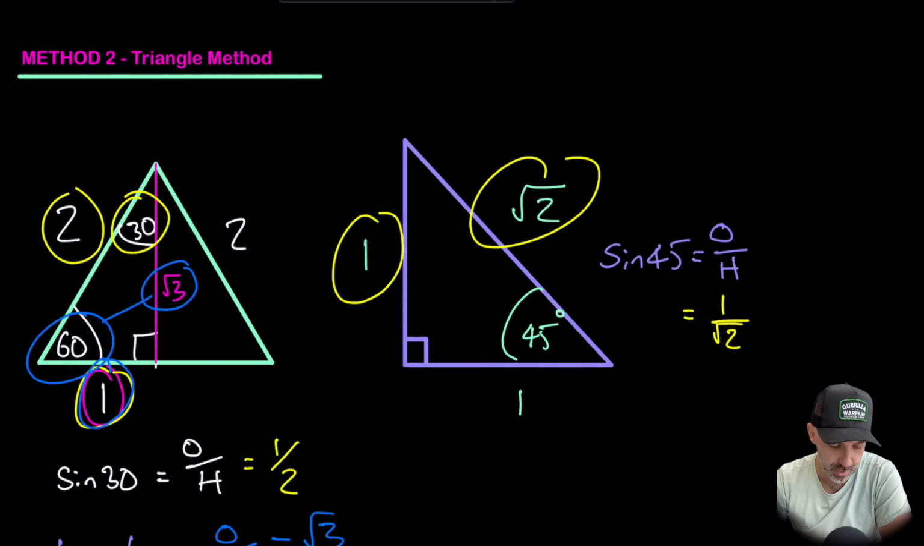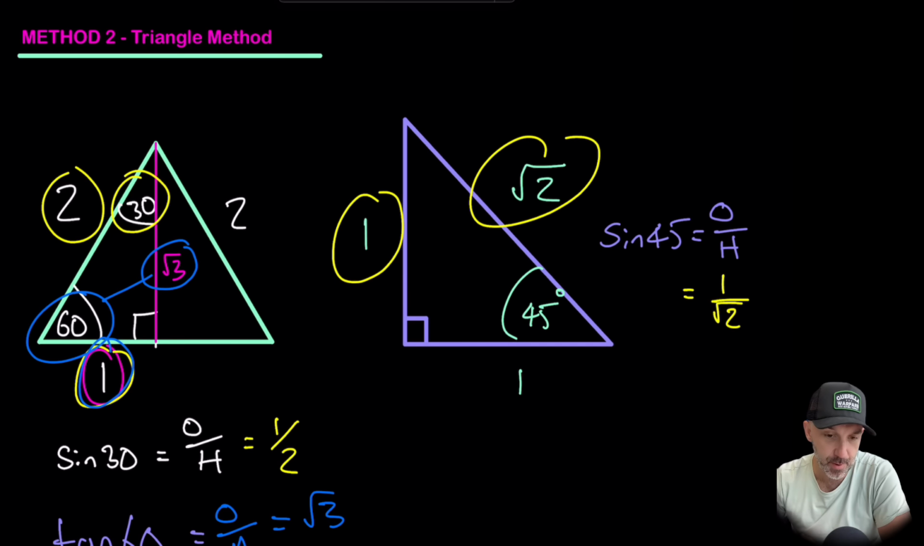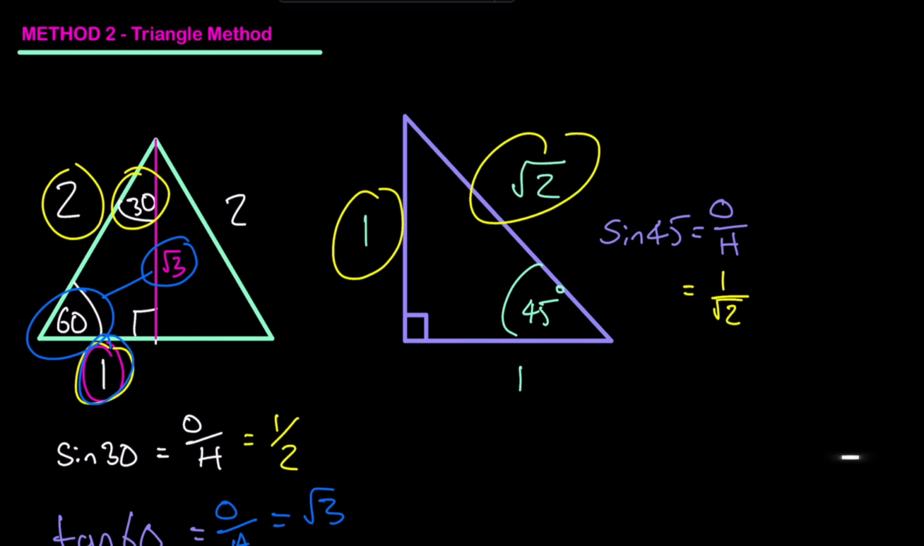And there we go. We have all our angles for 30, 60 and 45. So the only ones that you would need to remember there are 0 and 90. I'll leave that one up to you.